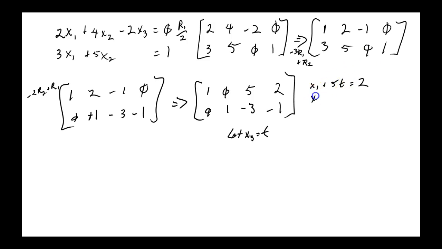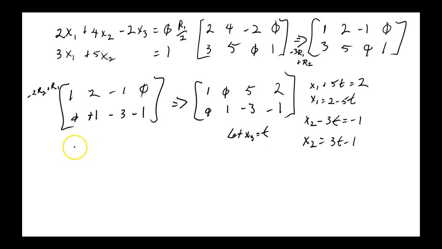So that will be plus 5t is equal to 2. Writing those equations equivalent to that here. So this would have us X1 equal 2 minus 5t. And then your X2 here minus, again, let X3 be t. So this would be X2 minus 3t is equal to negative 1. So then I would say X2 is equal to 3t minus 1. And then we've already said X3 equal t.